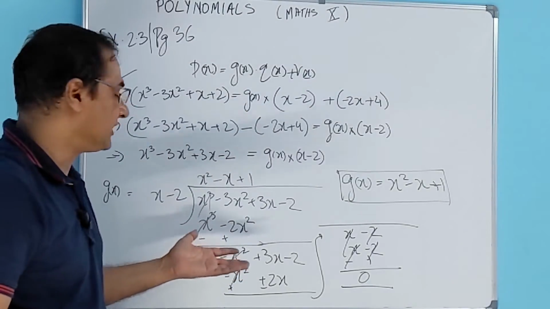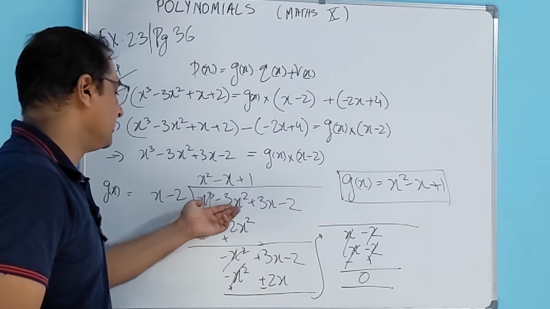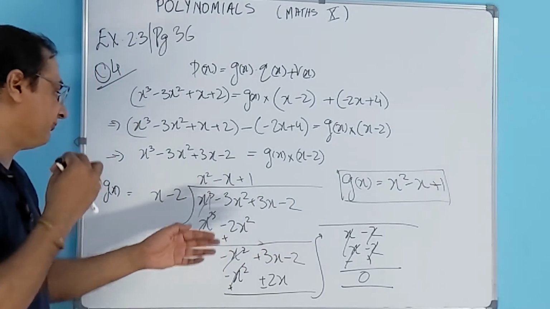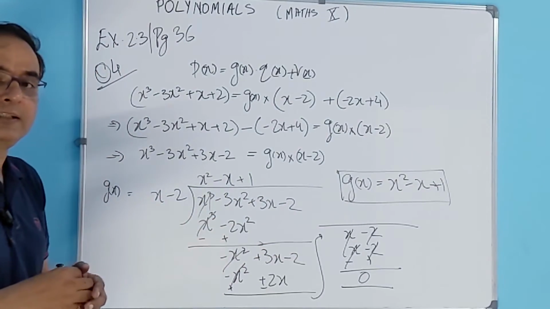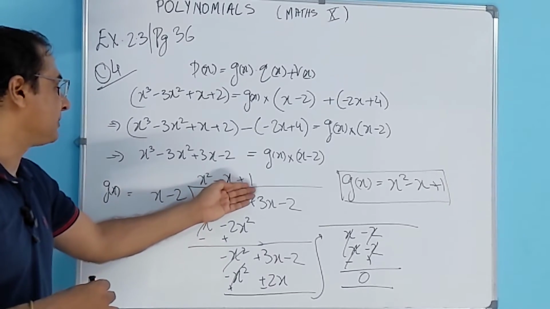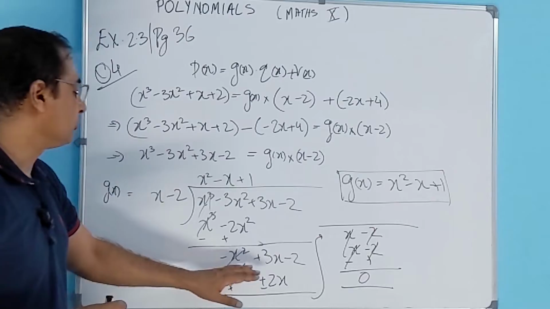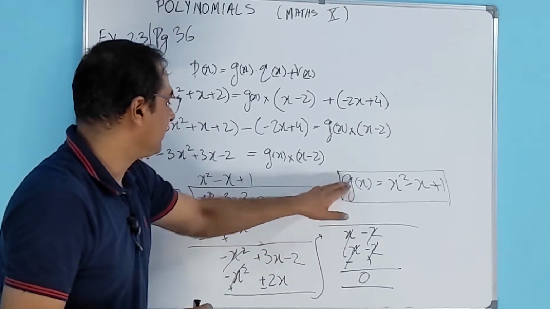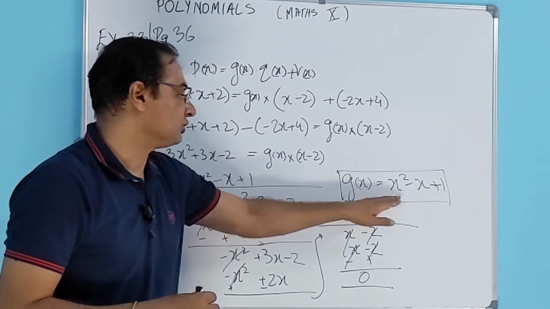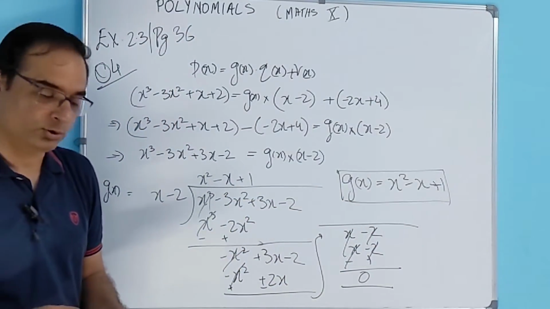How do we do the division again? Step number 1, we arrange the terms of this polynomial in the descending degree of variable x, in the same way as the divisor. When we divide this, we get the value x square minus x plus 1. So what do we get? We understand that the value of g(x) is x square minus x plus 1. So this becomes the answer of question 4.